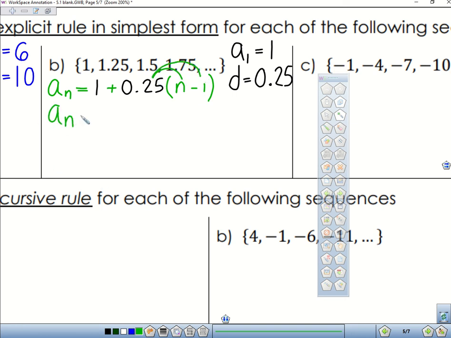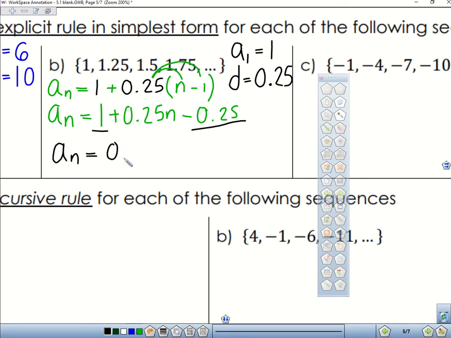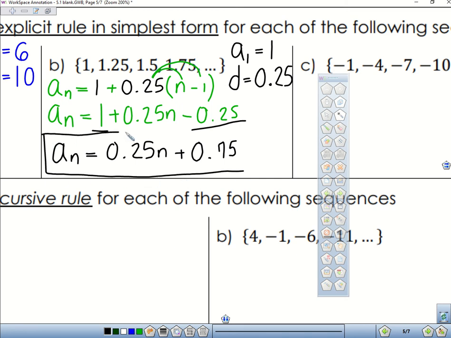We get A sub n is equal to 1 plus 0.25n minus 0.25. And then, exactly, combine like terms. So our final answer is A sub n is equal to 0.25n plus 0.75, because 1 minus 0.25 is 0.75. And this would be our simplest form of our explicit formula.